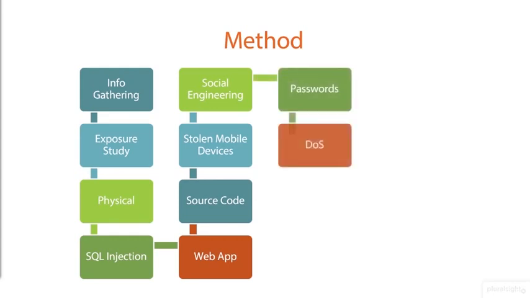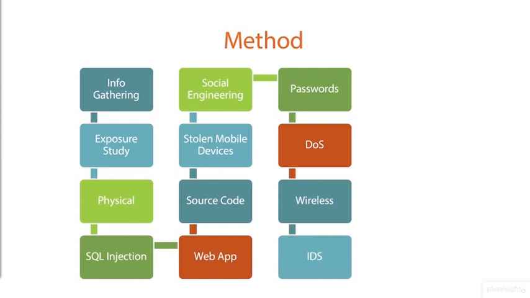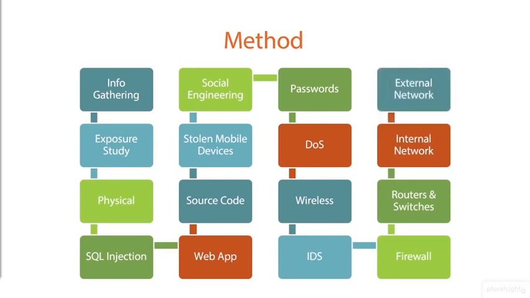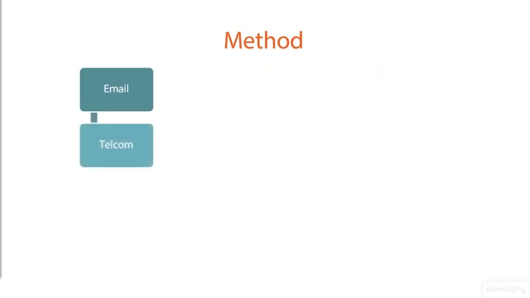Passwords, a way of testing our passwords. Denial of service attacks. We're going to also be testing wireless connectivity. Yes, you will test and make sure your IDS systems are working as expected. We'll be also looking at firewalls, as well as routers and switches. We've talked about those. The internal network versus the external network. Again, what's visible? We'll also look at email, telecom, different ways of communicating. What is exposed or what is possible through those channels?